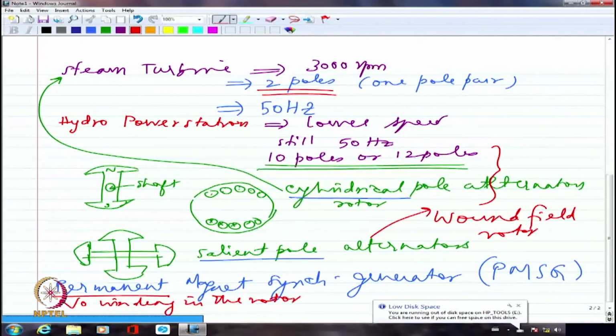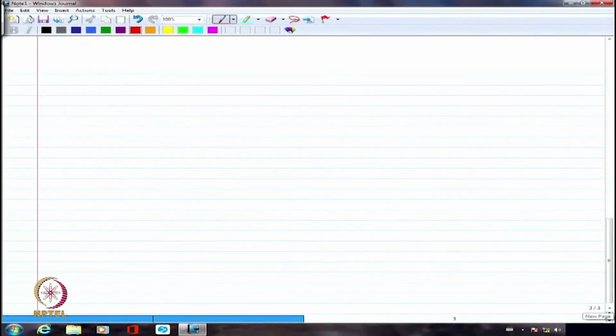Now let us try to see why we are having the armature in the stator and field in the rotor. Please remember, in the case of a DC machine, I was having the field always in the stator and the armature always in the rotor.